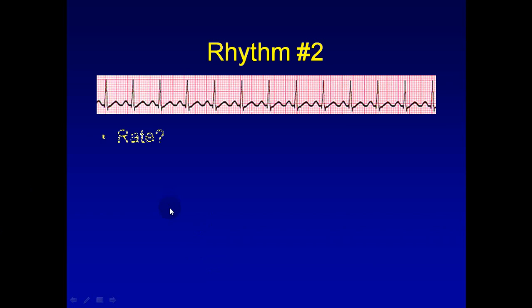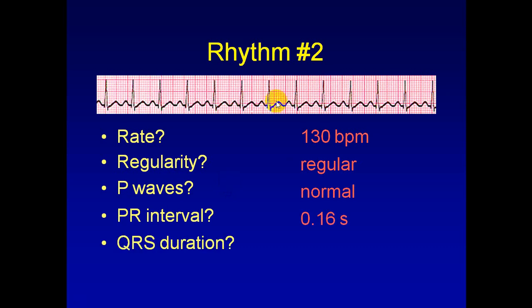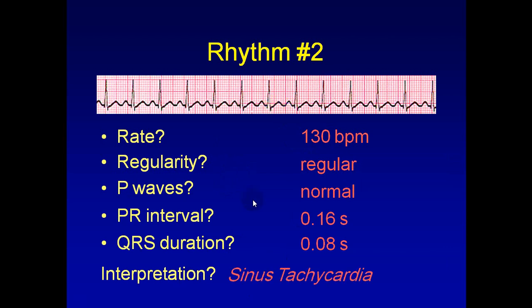Look at this rhythm. The rate is about 130. Calculate: 1, 2, 3. If it's 3, it's 100, and if 2, it's 150, so about 2 small squares, so 130 beats per minute. It looks regular. The P wave is normal in shape and precedes the QRS complex. The PR interval is normal, and the QRS duration and shape are normal. So it is sinus rhythm, but the rate is rapid, fast.